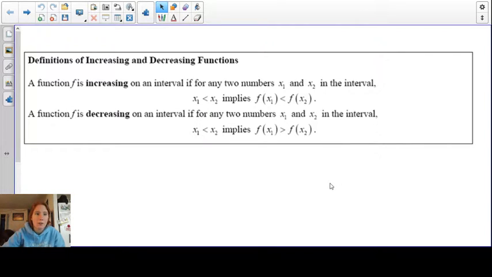All right, so today we're going to start talking about increasing and decreasing functions. Your notes have this little spot for you to write, so go ahead and write that stuff in. Pause your video, I'll wait.